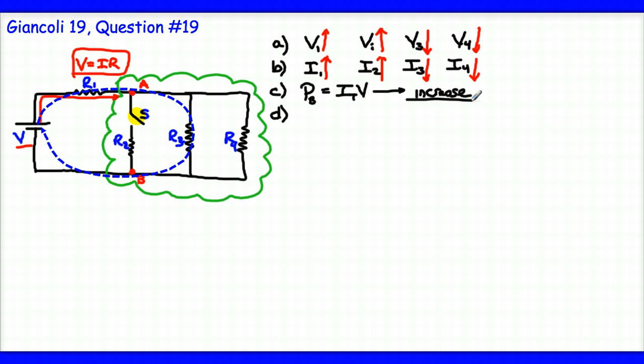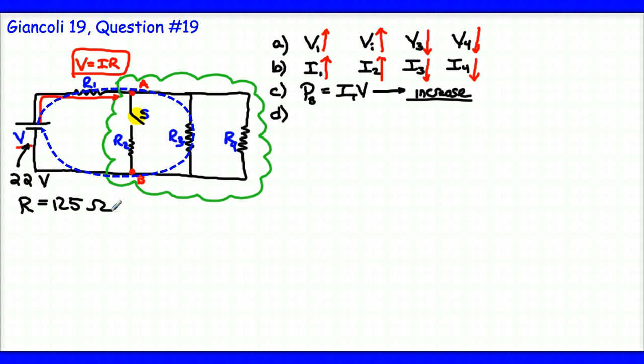Part D goes on to give you some additional information. It says, let R1, R2, R3, and R4 all equal 125 ohms, and the voltage of the battery is now 22 volts. So they've assigned some numerical values to the battery and these resistors. All of the resistors are 125 ohms. Okay, so now we have to tackle this problem. In part D they say, determine the current through each resistor before and after closing the switch.